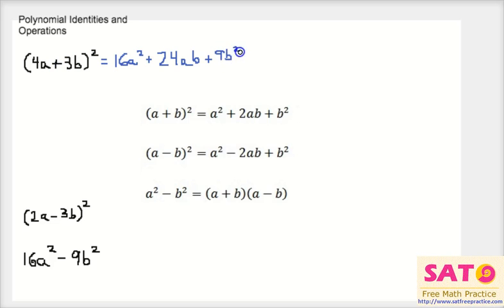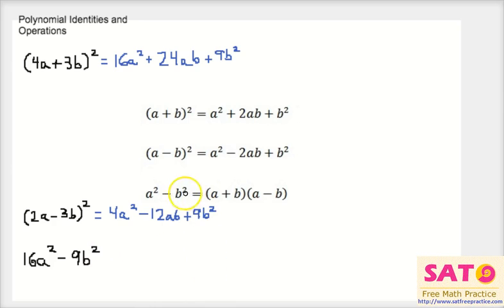Now for the next one, this one, let's look at it. So it's pretty much the same thing as this one, except it's negative. And the only difference is that the second term is negative. So let's apply the same concepts. 2a squared is 4a squared minus 2 times 2a, which is 4a, times 3b, which is 12ab. And finally, plus 3b squared, which is 9b squared.